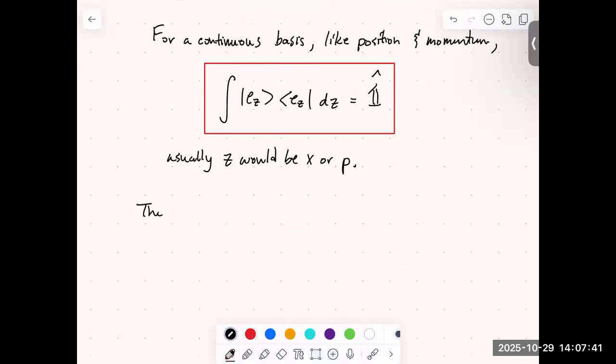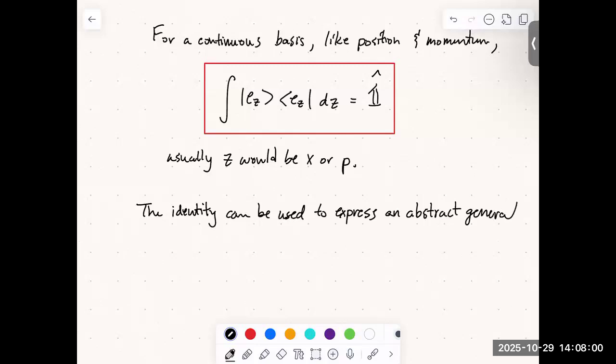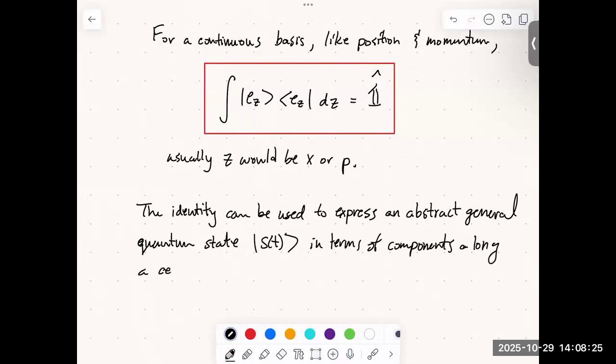So the identity operator can be used to express, or let's say an abstract or a general quantum state, let's say S, in terms of components along a certain basis of eigenfunctions.